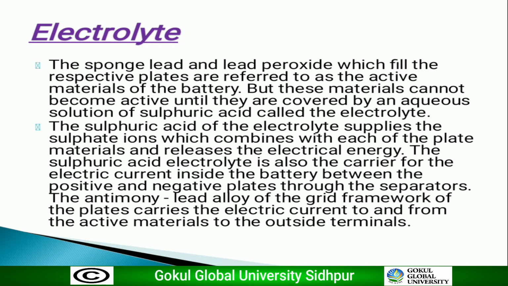The sulfuric acid of the electrolyte supplies the sulfate ion which combines with each of the plate materials and releases the electrical energy by means of electrons. The sulfuric acid electrolyte is also the carrier for the electrical current inside the battery between the positive and negative plates through the separator. The antimony lead alloy of the grid framework of the plates carries the electric current to and from the active material to the outside terminal.